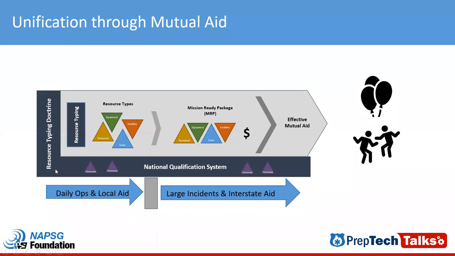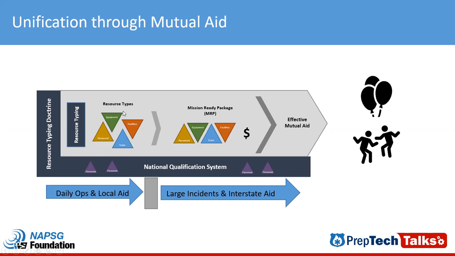So this next slide provides a graphic for you of understanding. You've got your resource typing doctrine and your National Qualification System. And then you've got, in your local agency, an inventory potentially, or a database of what equipment you have, what teams you have, what task forces, facilities, and which personnel you have that you might want to make available for deployment through any type and level of mutual aid. When an agency, be it a larger scale agency or a state agency, decides that they want to form a mission-ready package, they typically combine those individual personnel, equipment, teams, and facilities into what's called a mission-ready package, and they associate a cost specifically with that package to understand, for mutual aid of a whole package, what would that be?